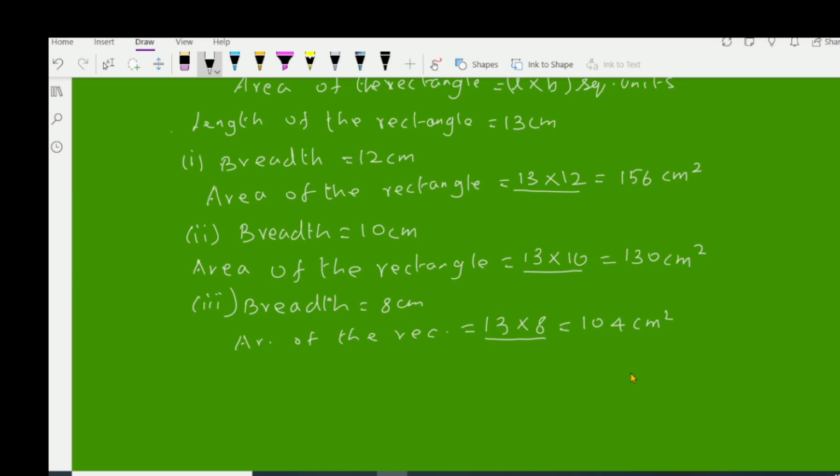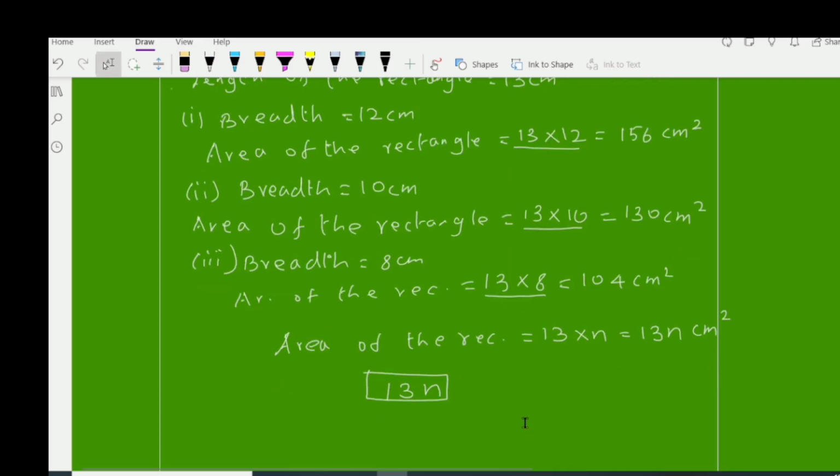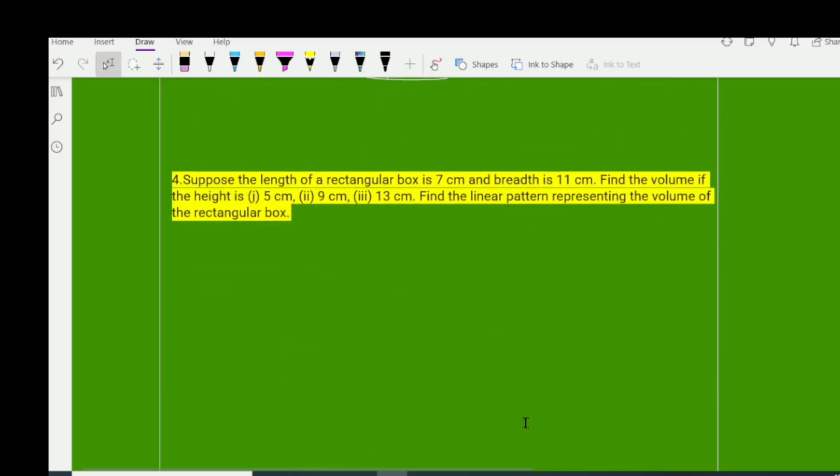For that assign a variable. So area of the rectangle which has n centimeter as its breadth is nothing but 13 into n is nothing but 13n centimeters squared. So the linear expression you need in this question is nothing but 13n. As breadth n differs, you will get different areas. Clear? Now look at the next question, fourth question.